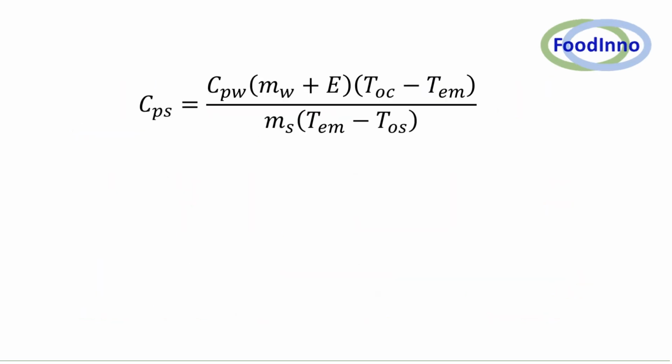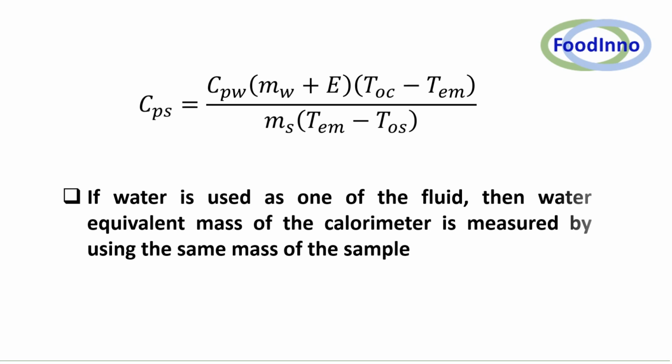Water is commonly used to determine the value of E, since water is the frequent liquid used as the heating or cooling source in determining the specific heat of a food. Water is used as one of the fluid, then water equivalent mass of the calorimeter is measured by using the same mass of the sample.